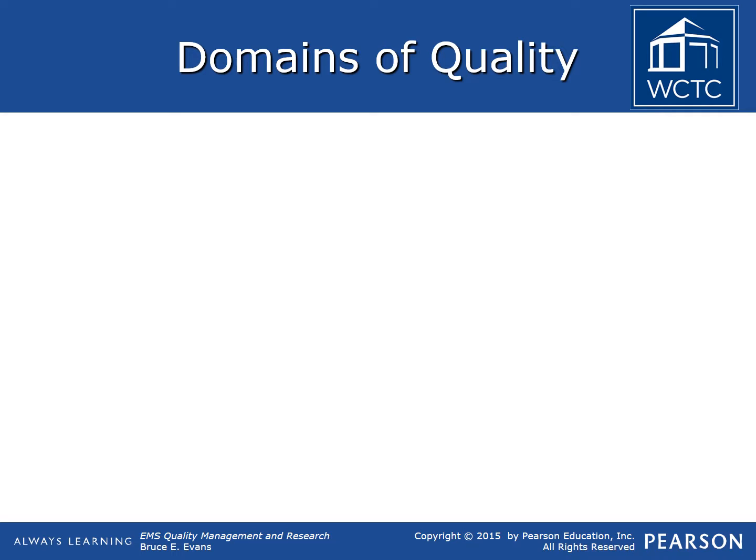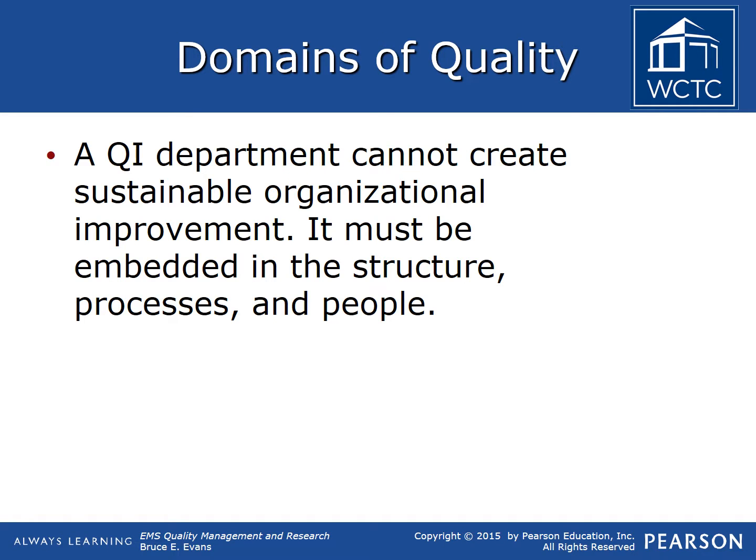While it is not uncommon for EMS agencies to have a quality improvement department or a quality improvement officer, sustainable improvement is not possible without the buy-in of the people within the organization. Such a system must also have adequate structure and clear processes to be effective.